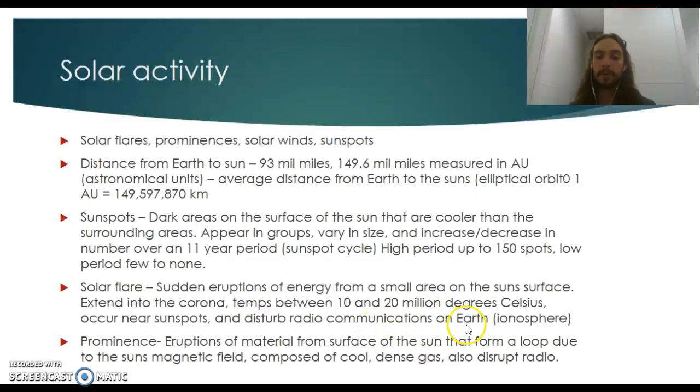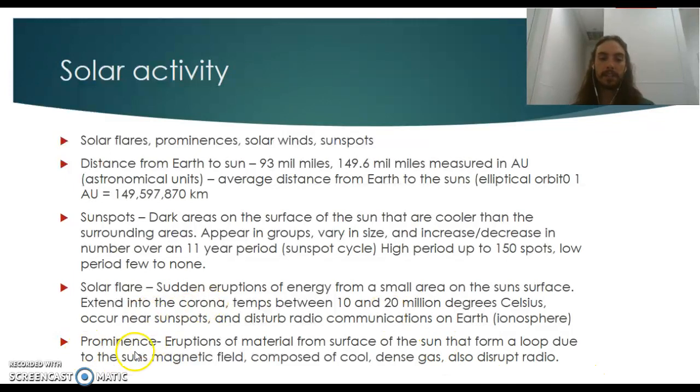They disturb radio communications on Earth by interacting with the ionosphere. That's where we send our radio waves. You should know what the ionosphere is at this point. Essentially what it does is it heats up particles in the ionosphere, they start moving at an excited rate, and our radio communications are disturbed.